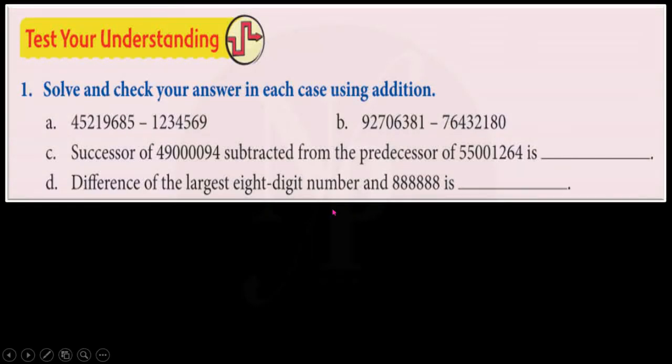First, let us look at the question number 1. Solve and check your answer in each case using addition. So we have to solve these questions A, B, C and D. These are subtraction problems. After subtracting, we should check our answer using addition. First, let us take question A.